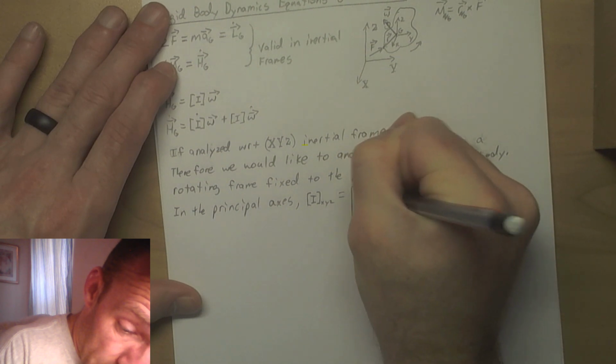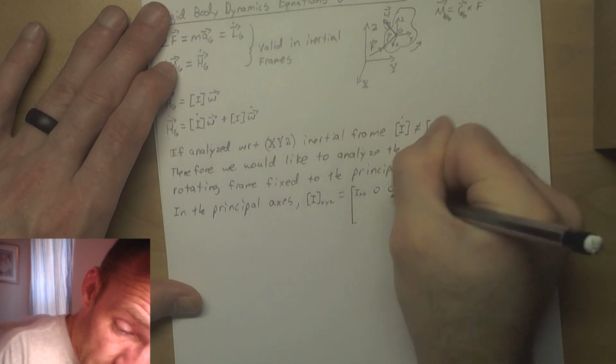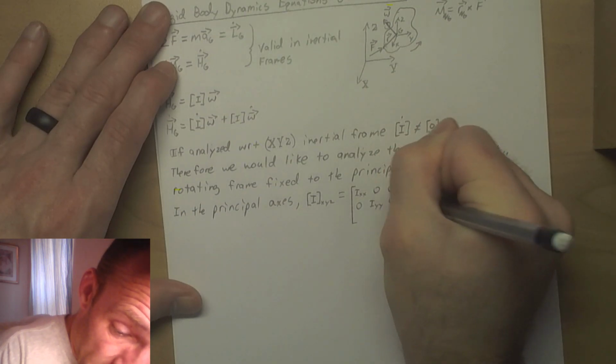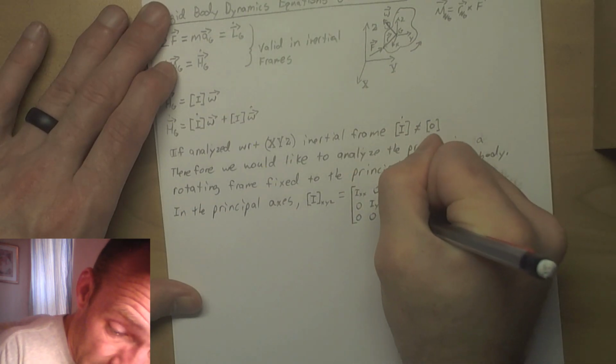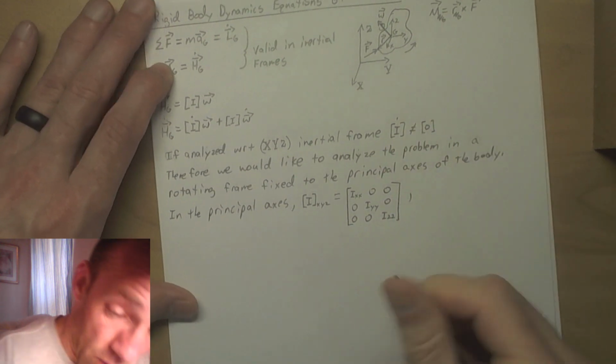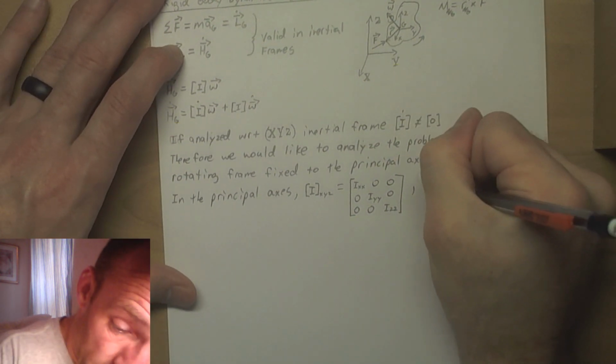It's particularly simple, the inertia tensor is. By definition, it's diagonal. That's what makes these axes the principal axes. And it's also constant.